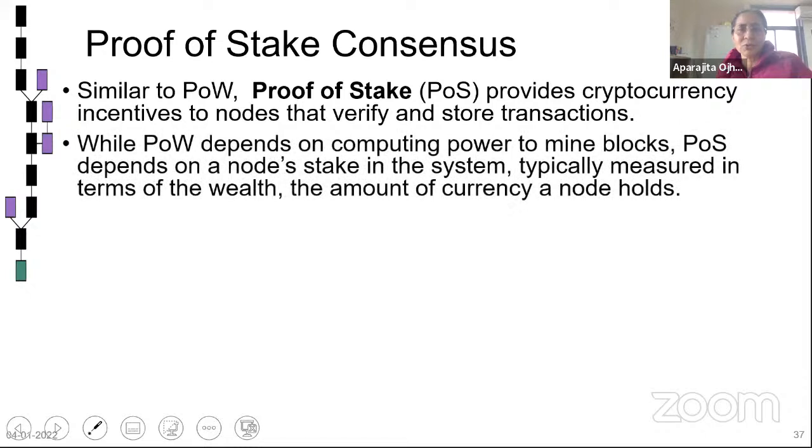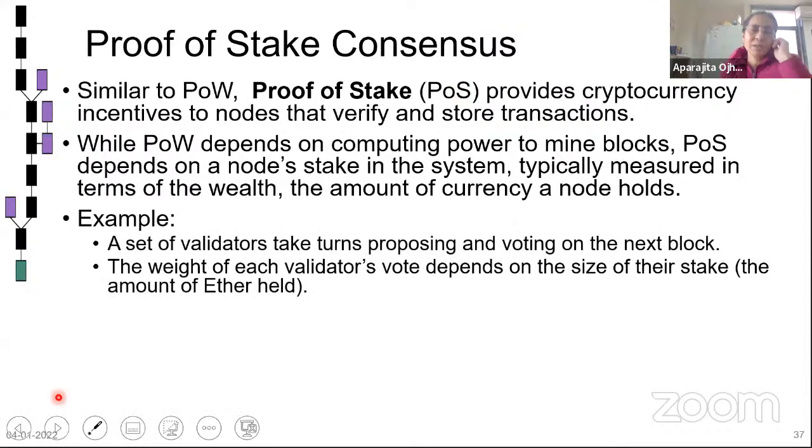So proof of stake provides cryptocurrency incentives to nodes that verify and store transactions, while proof of work depends on computing power. But proof of stake depends on the node's stake in the system. Stake. Yeah, acceptance time. I agree with you.